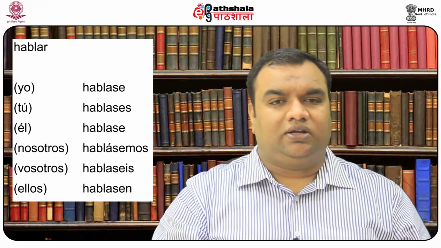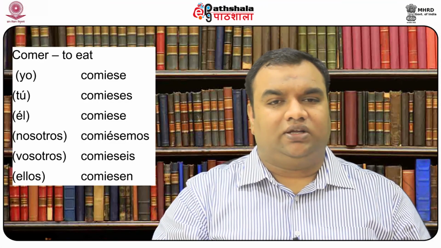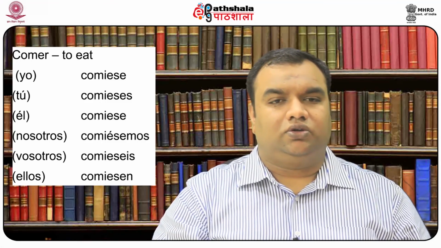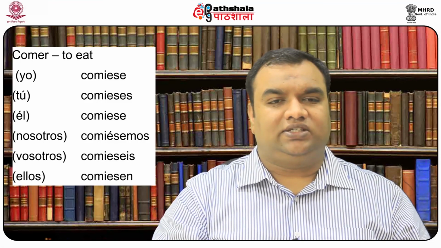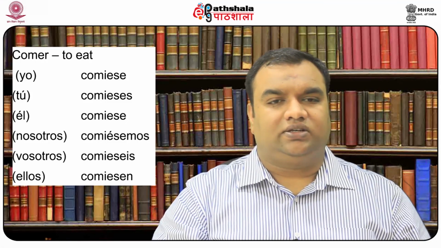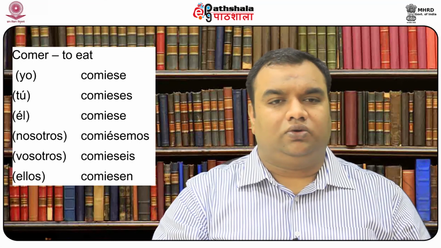For the verb comer, er ending, which means to eat, the same form endings in the imperfect subjunctive are yo comiese, tú comieses, él, ella, usted comiese, nosotros comiésemos, vosotros comieseis, ellos, ellas, ustedes comiesen. I repeat, yo comiese, tú comieses, él, ella, usted comiese, nosotros comiésemos, vosotros comieseis, ellos, ellas, ustedes comiesen.